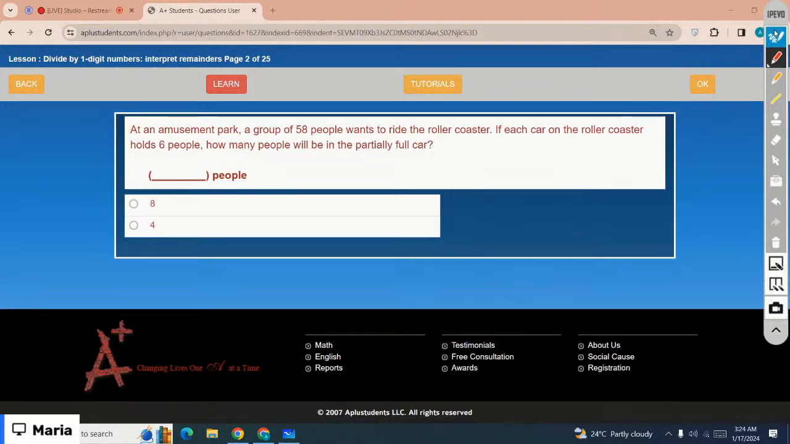You have to divide 58 by, hold on. Okay, divide 58 by 6. 6 times 9 is 54. 58 take away 54 is 4. So the correct option is 4.